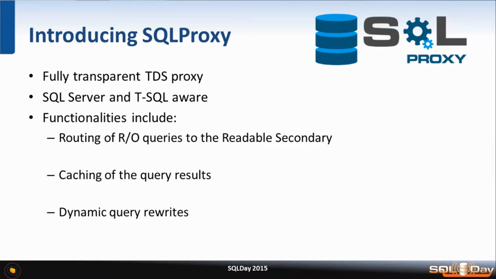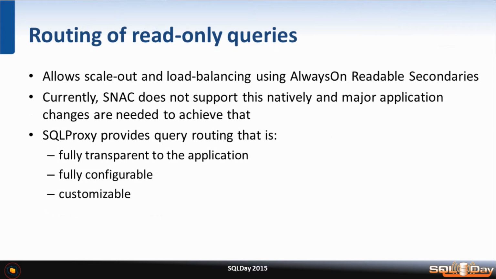So let's start with routing of read-only queries. As we discussed, you can offload part of your workload to the readable secondary, if you know how to do it. If the application is aware that, okay, now I'm doing reads and now I'm doing writes. But the application is not aware, and since we don't have anything in the SQL native client that supports that, we provide that query routing.